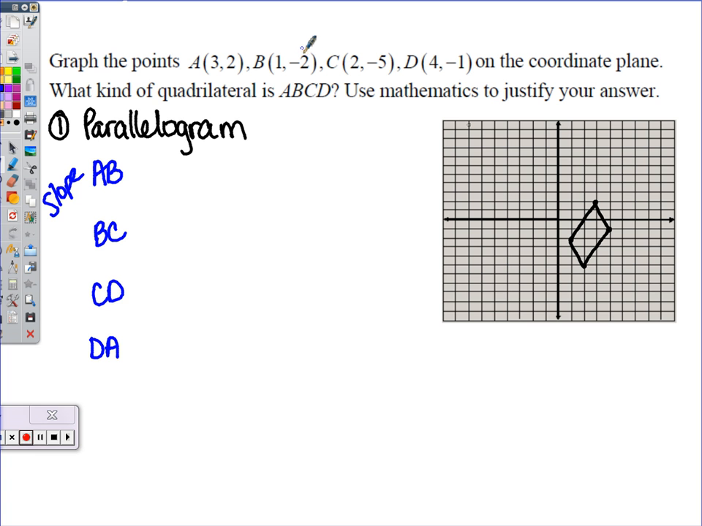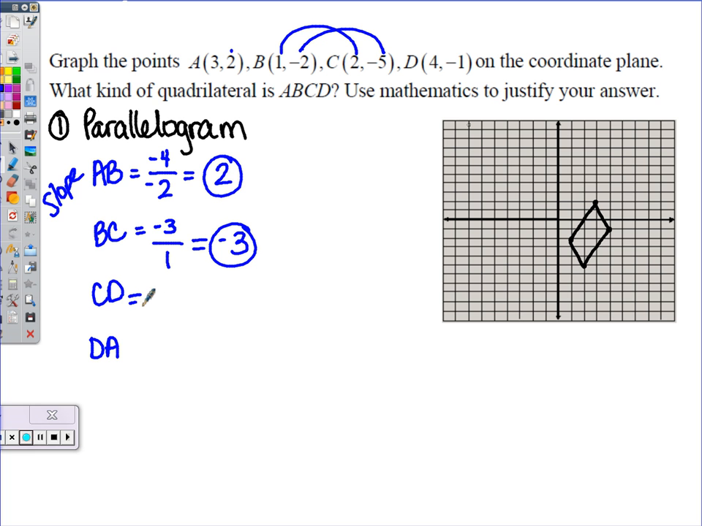Let's see, that'll be -2 minus 2 is -4, 1 minus 3 is -2. That simplifies to be a +2 slope. B to C: -5 minus -2, which is -5 plus 2, is -3. 2 minus 1 is 1. That simplifies to be -3.